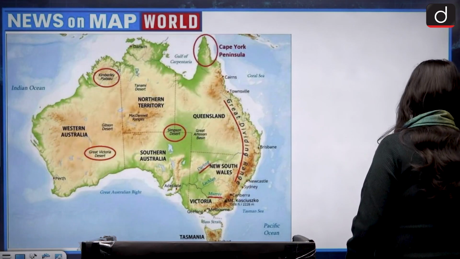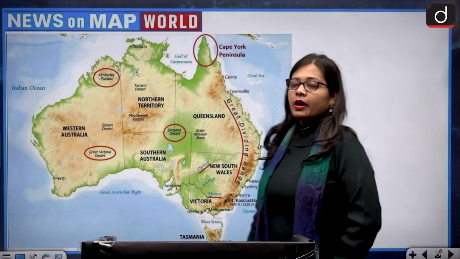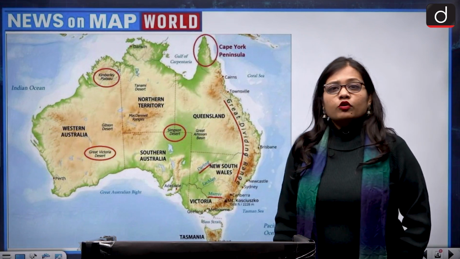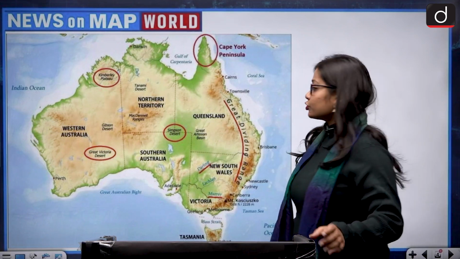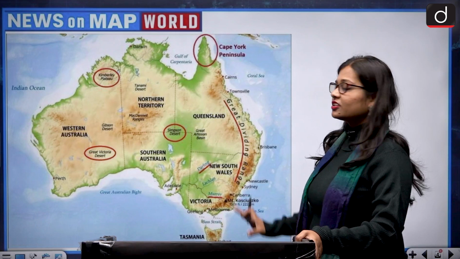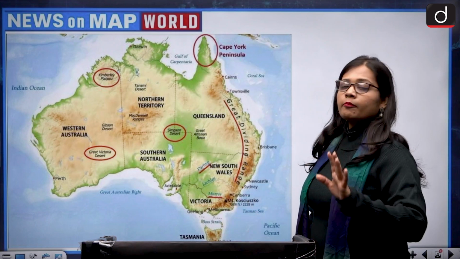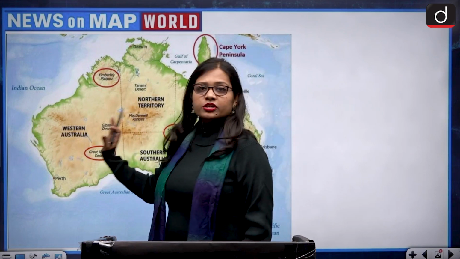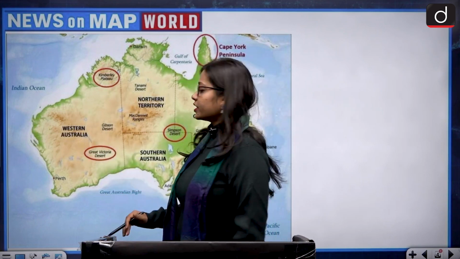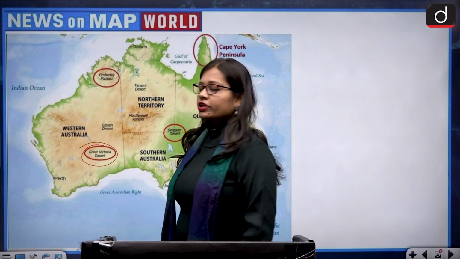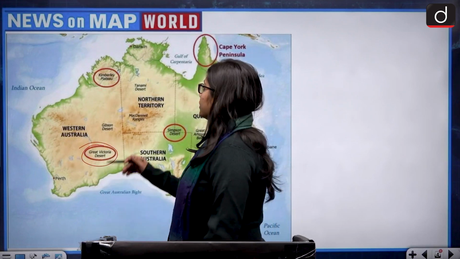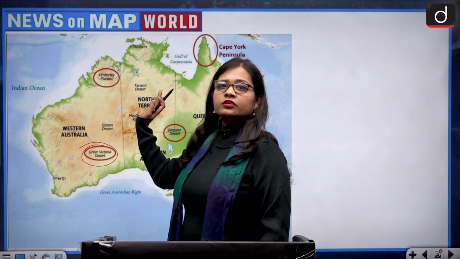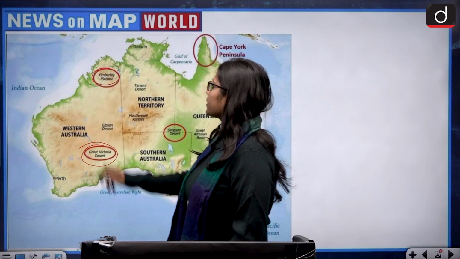So let us first of all look at the map. This is the map of Australia, situated in the Pacific Ocean, the western arm of the Pacific Ocean. This is the physical map of Australia. So let's begin. In Western Australia, the southwestern part, is where the Great Victoria Desert is situated. Then the Kimberley Plateau is situated at the northwest.